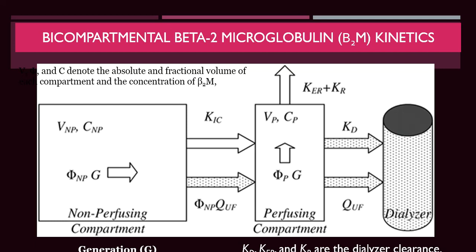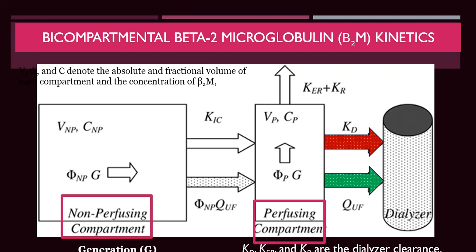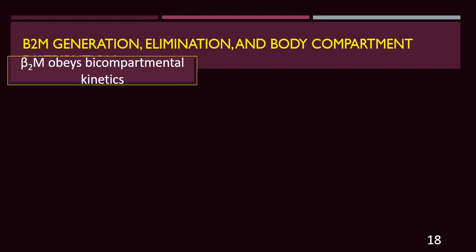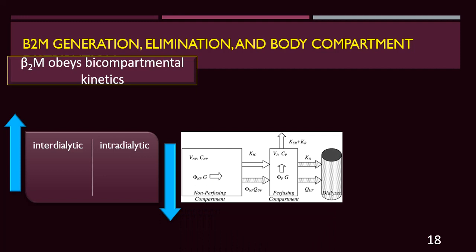The bicompartmental kinetics includes a perfusing compartment that is removed from the blood through the dialyzers, and depends on two main factors: the clearance of beta 2 microglobulin by the dialysis membrane, high flux and superflux, and the KUF. So once the KUF, the ultrafiltration rate of the dialysis, is increased, like in HDF, you remove much more beta 2 microglobulin. So dialyzer clearance and the ultrafiltration rate both increase the removal of beta 2 microglobulin. While the non-perfusing compartment in the tissue is very slow. So beta 2 microglobulin has bicompartmental kinetics, inter and intradialytic compartments, and dialyzer clearance and the ultrafiltration rate increase the removal.